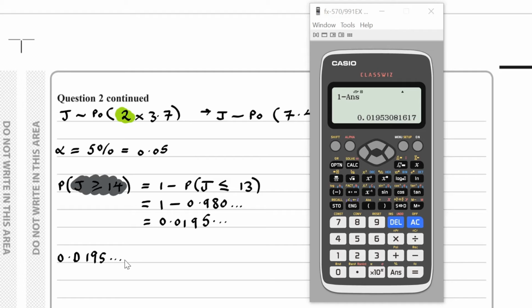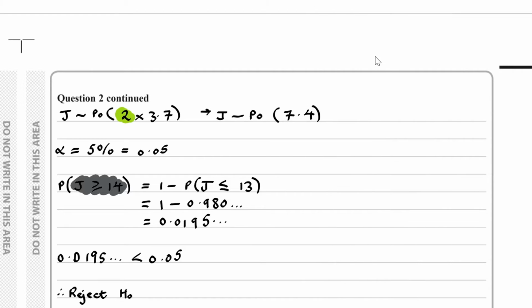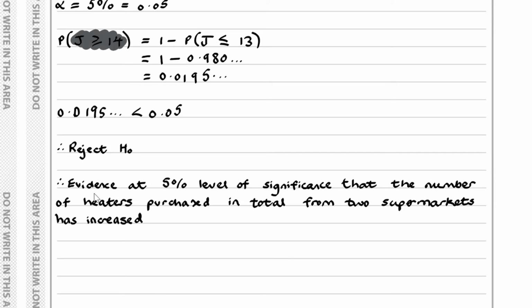And this 0.0195, etc., is less than the 5%. Because of that, we have to reject H0. And therefore, we have the following conclusion: there's evidence at the 5% level of significance that the number of heaters purchased in total from the 2 supermarkets has increased.